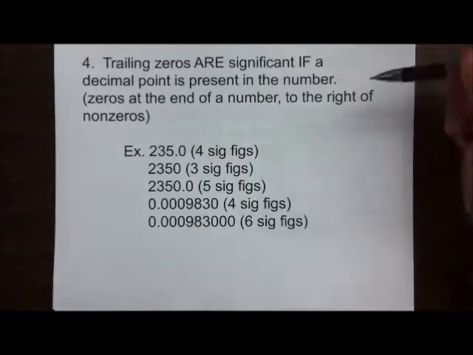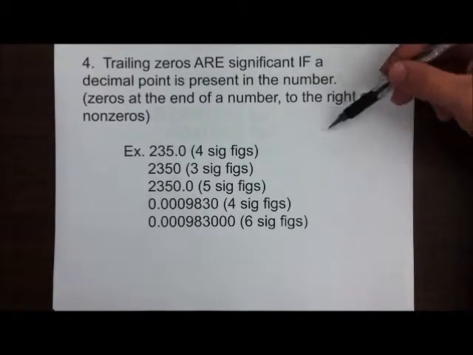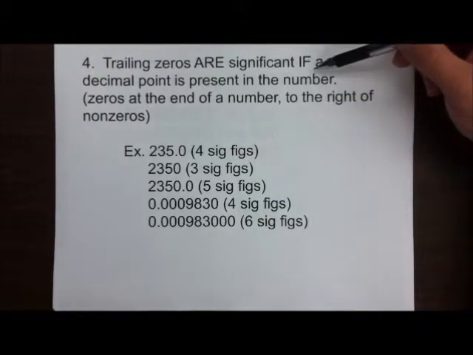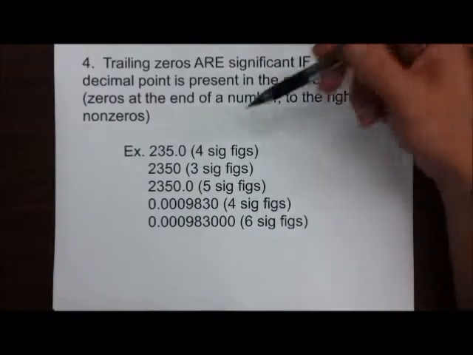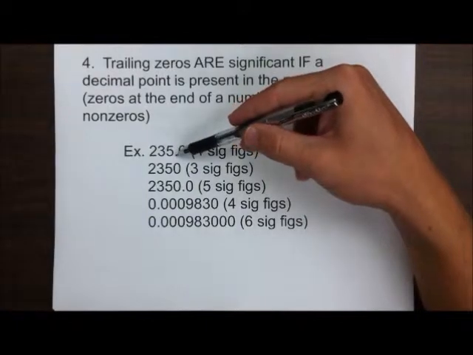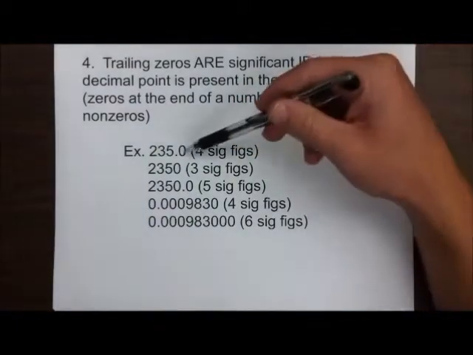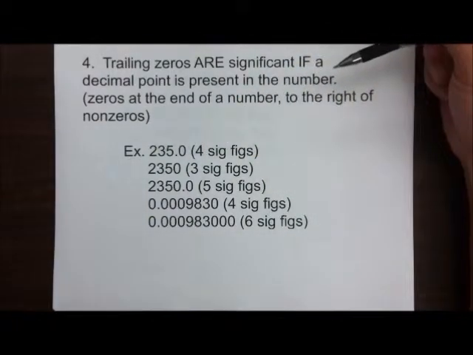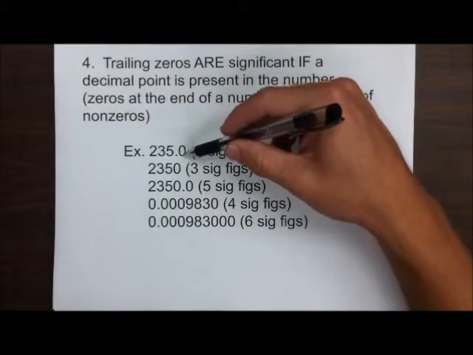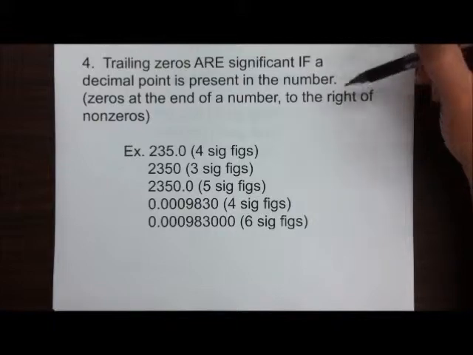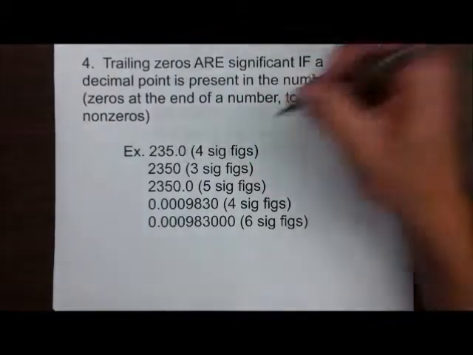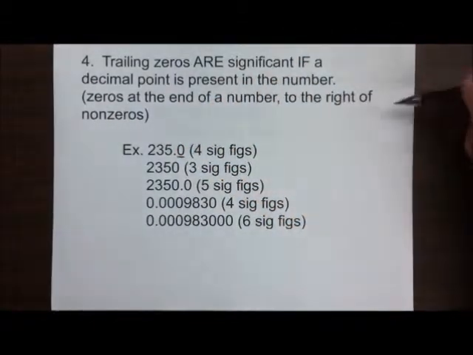Now the opposite of leading zeros are trailing zeros. Whereas leading zeros are never significant, trailing zeros are sometimes significant. For instance, 235.0. There's a reason that 0 is there, and since it is trailing to the right of a decimal, to the right of the non-zeros, this 0 will be significant.